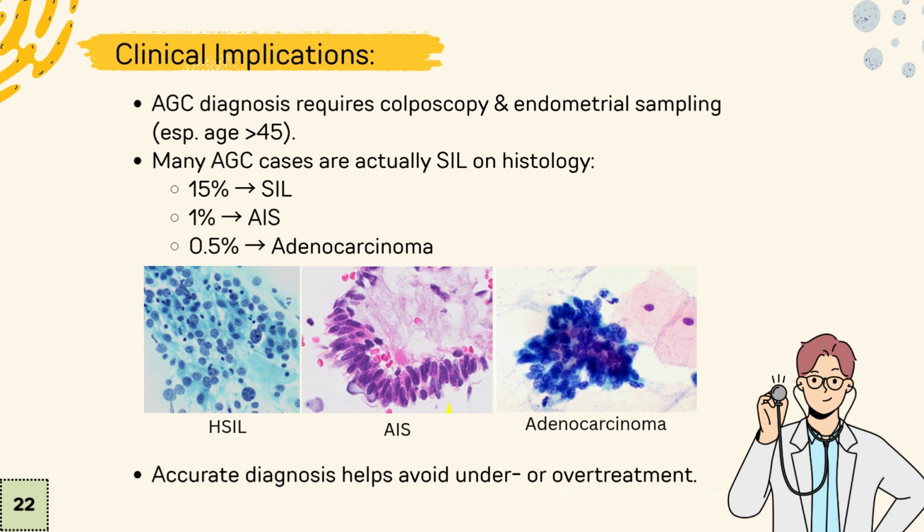Lastly, diagnosing AGC triggers further procedures like colposcopy and endometrial sampling, especially for women over 45 years old. However, many AGC diagnoses are actually squamous intraepithelial lesions on histology, about 50%. Only 1% are AIS and 0.5% adenocarcinoma. So always consider HSIL with glandular involvement in your differential and combine nuclear detail with architectural clues for the most accurate diagnosis. Accurate classification is essential to avoid unnecessary procedures or mistreatment.